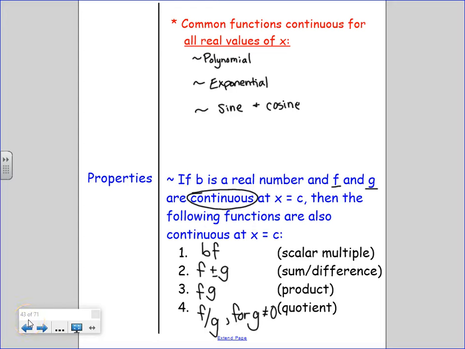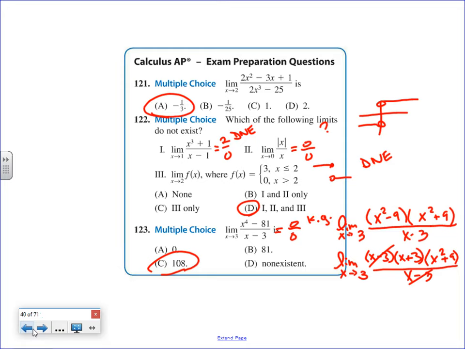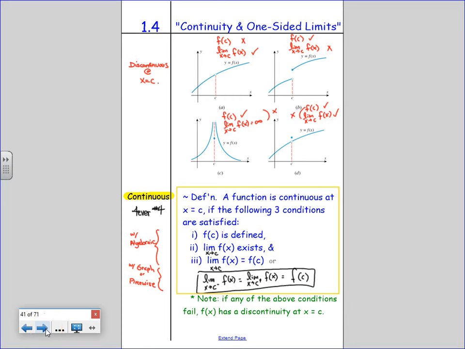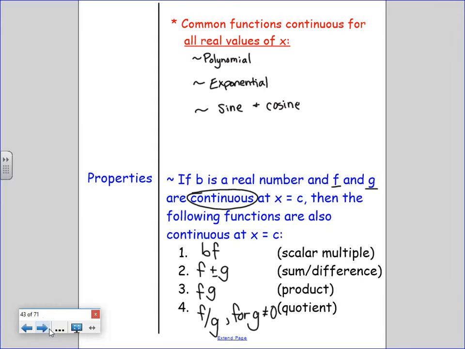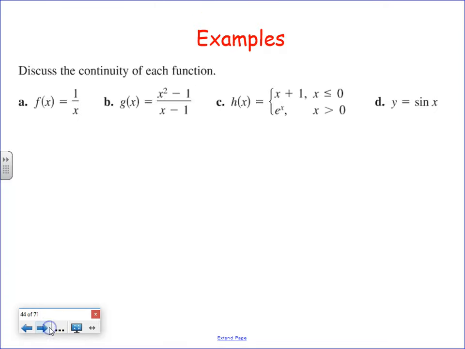Corrections. I told period 1 that we were going to move on because we were a little bit ahead of them. Yesterday we were talking about what it means for a function to be continuous. We got all the way up to this quickly. We didn't get to examples.